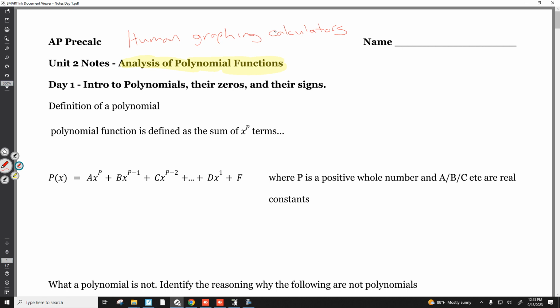Numbers times x to powers. Okay? Numbers times x to a power plus number times x to a lesser power. Powers have to be whole numbers. They can't be fractions. They can't be negative powers. They have to be positive powers.